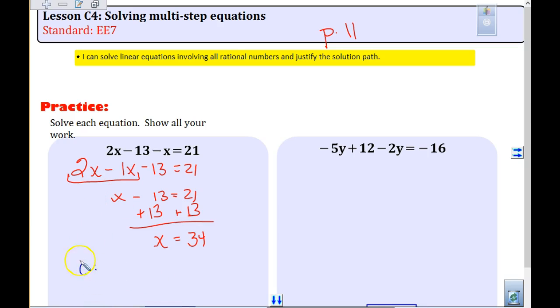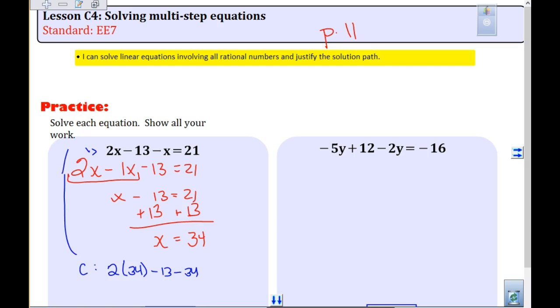Tell me how I'm checking it. What am I writing down? Okay, so you're going to put 2 times 34. Yep. Minus 4 times 34. Not yet. Minus what? Oh, minus 13. Minus 13. And then minus 34.